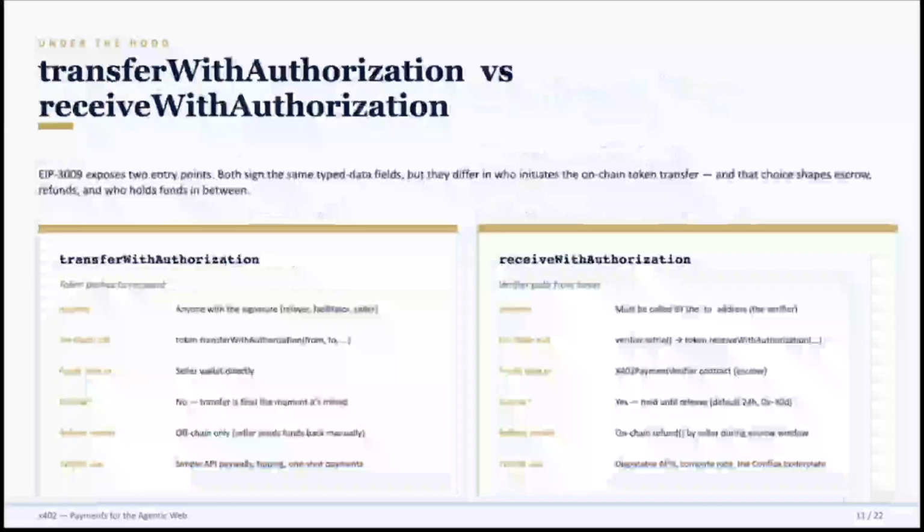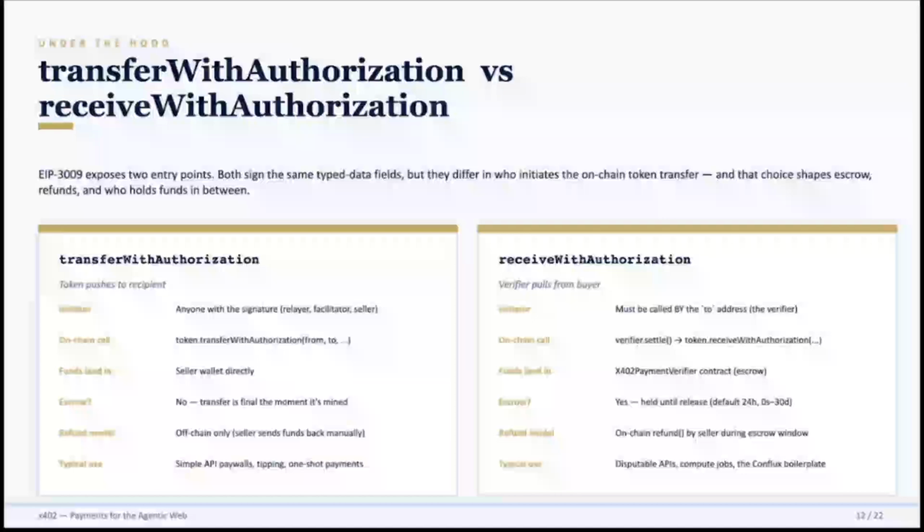The magic here is, if you go to the two tokens, USDT0 and AXCH, and look at their functions on the block scanner, you'll see that they have transfer with authorization and receive with authorization. The transfer authorization is really, we will push to the recipient. So as a facilitator, we have the ability to settle that transaction, right? But receive with authorization is, if you're the buyer, it has to be called by the person that is selling it to you. So it must be called by the two addresses, see on the right-hand side.